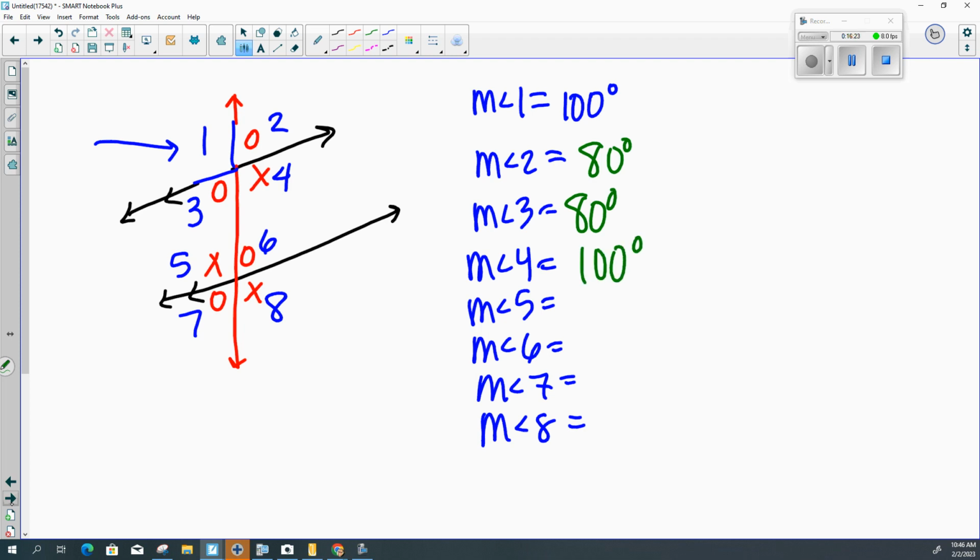Hayden, measure of angle 4. Why is it 100? How did you know that? It's vertical to the one that was given. This one was given. That one is vertical. I love it. Peyton, measure of angle 5. There you go, 100. How did you know that one? How did we know they were x's? So you might say on this one it's a translation from angle 1.